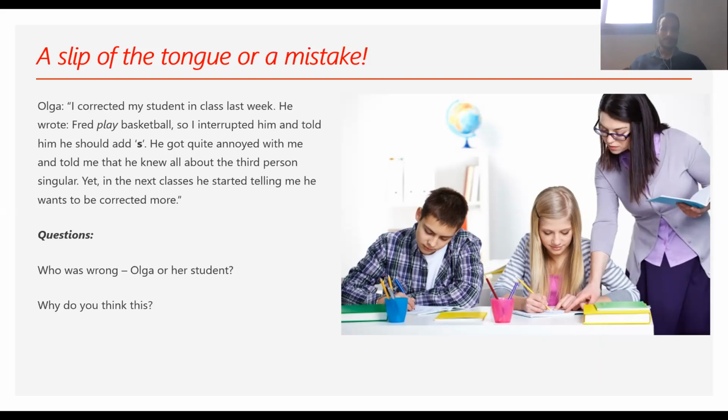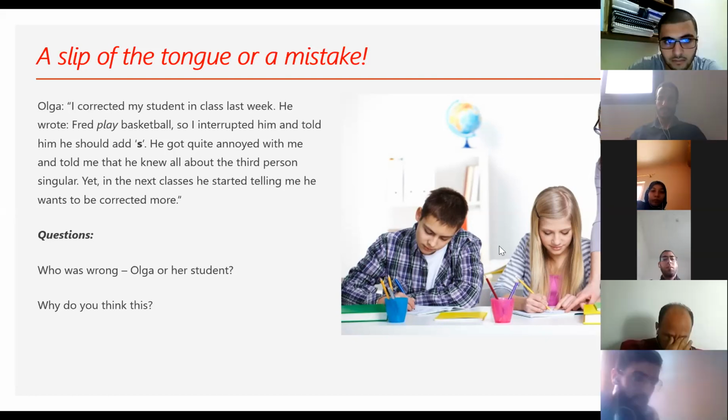Okay, so now what do you think? Who was wrong? Olga or her student or both? I think Olga is wrong because we should not correct. Olga, it may be a slip. All right. Good. Others?